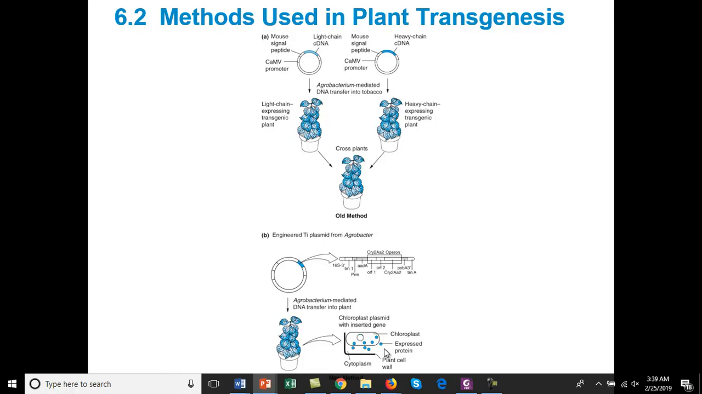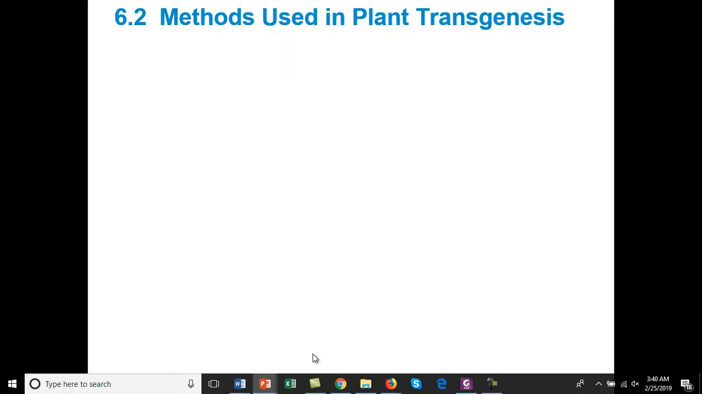The nice thing about this is you don't have to do two transformations and cross the plants. There's a lot of variability when you cross plants, and you can end up with a lot of low producing plants that don't give you a whole lot of antibody, that waste your time. However, if you put both the light chain and the heavy chain on the same plasmid, then you only have to do one transformation and one set of screening in order to find stable plants that produce lots of antibody.